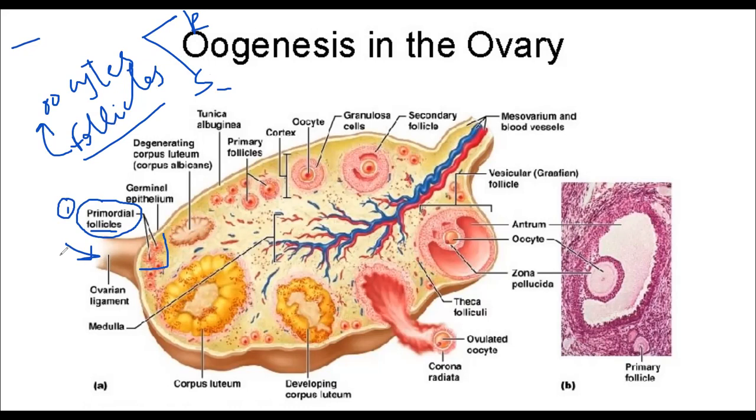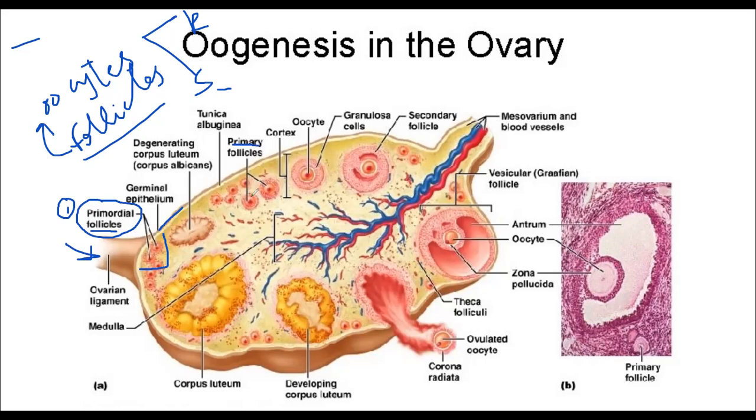So this is the primordial follicle, which the female is already born with. Yes, when the female baby is developing inside the embryo, all this development is taking place. This is the germinal epithelium of the ovary. Now this primordial follicle will start developing. So we are considering a stage wherein, after birth, the primordial follicle will now develop into something known as the primary follicle.